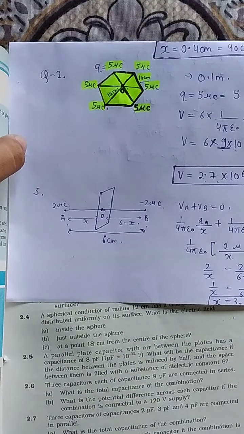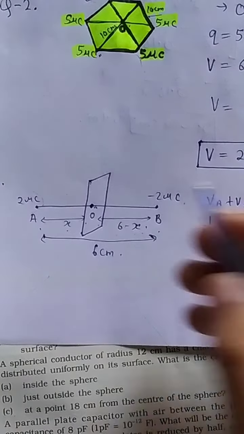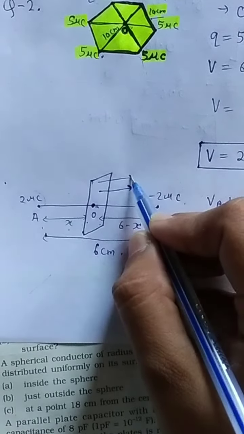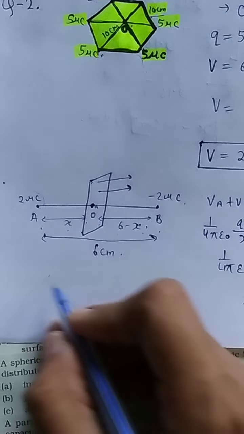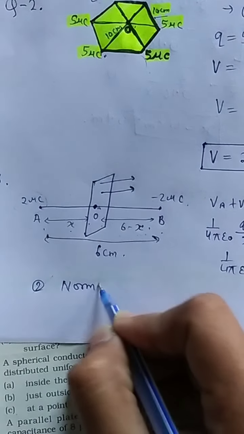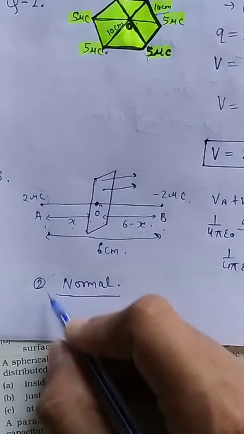Now we have to find what is the direction of the electric field. As we know, the direction of electric field is always normal to the surface of the equipotential surface. So the direction of electric field is always normal to the equipotential surface, that is, perpendicular to the equipotential surface.